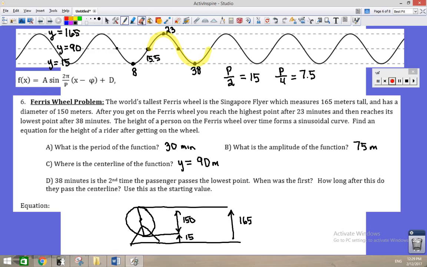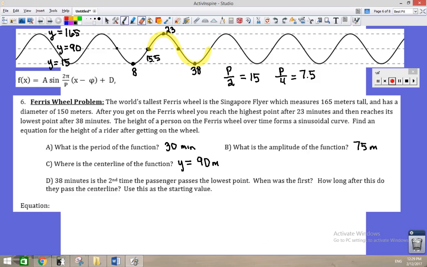So let's write our equation then. We've got most of the work done. We'll use as starting point 15.5, comma 90, and we've got this function as a function of time. We've got an amplitude of 75. We've got 2 pi divided by the period.